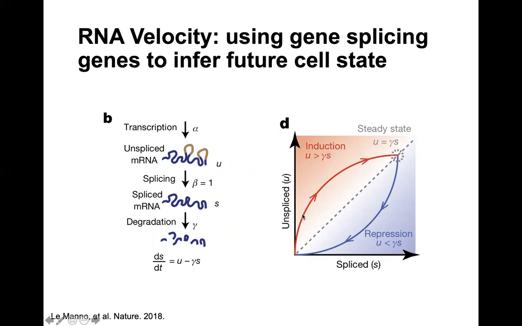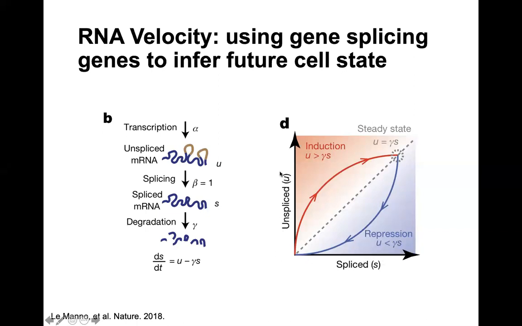If there's more unspliced than spliced, the idea is that you have active transcription, because this step is happening faster than this step. If you have equal spliced to unspliced, then there's nothing happening. You're at steady state. Imagine actin, for example, probably is equally turned on and turned off, or transcribed and then degraded. But then there's also a repression regime where the rate of transcription is less than the rate of degradation. So this is a gene being turned off.